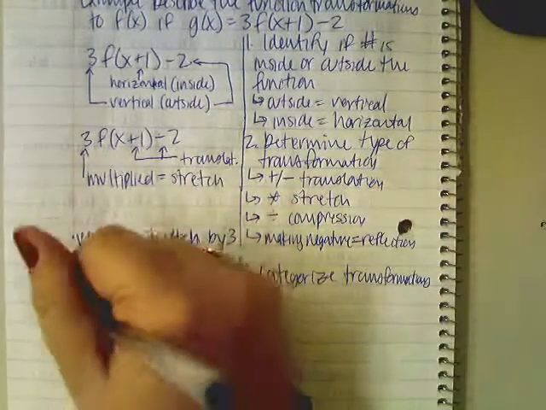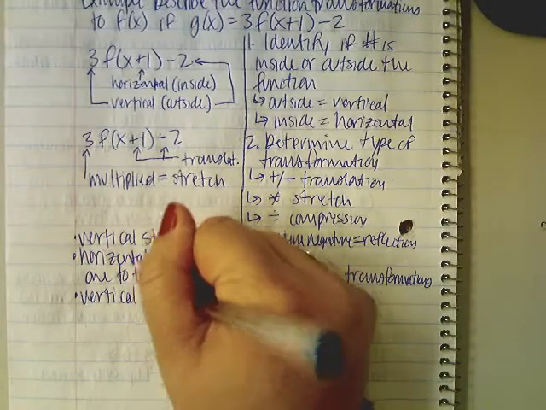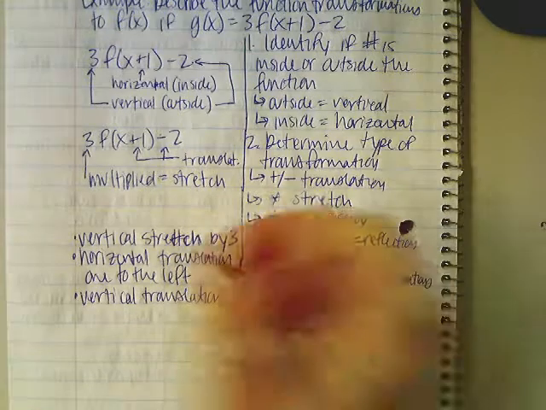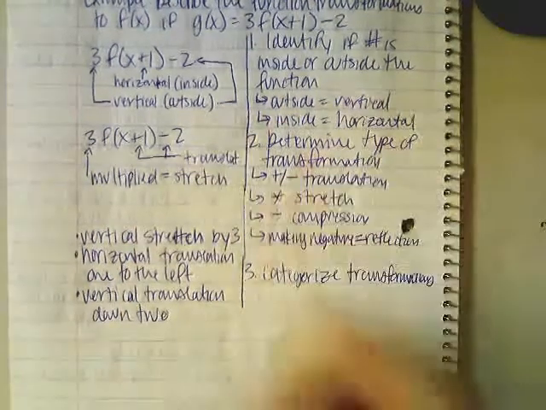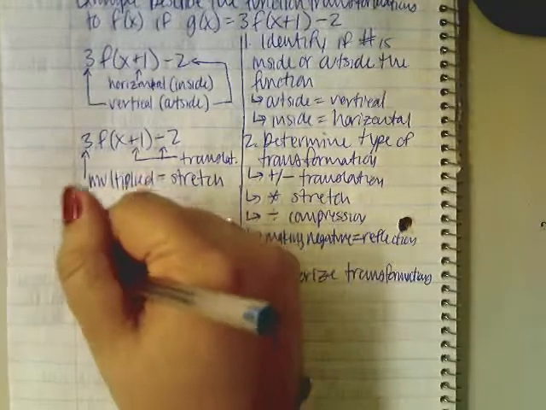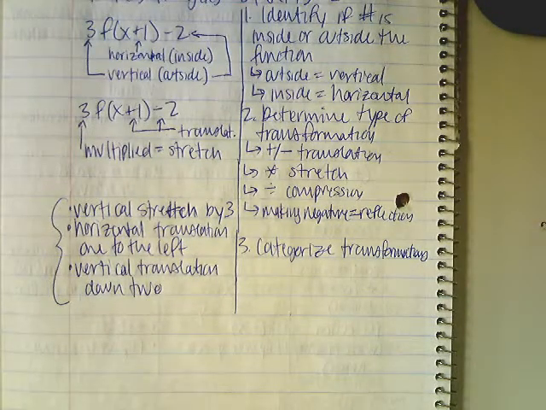And then last but not least, I have a vertical translation down 2. So vertical translation down 2. So that's my solution, that's my answer, and I've categorized all my transformations.